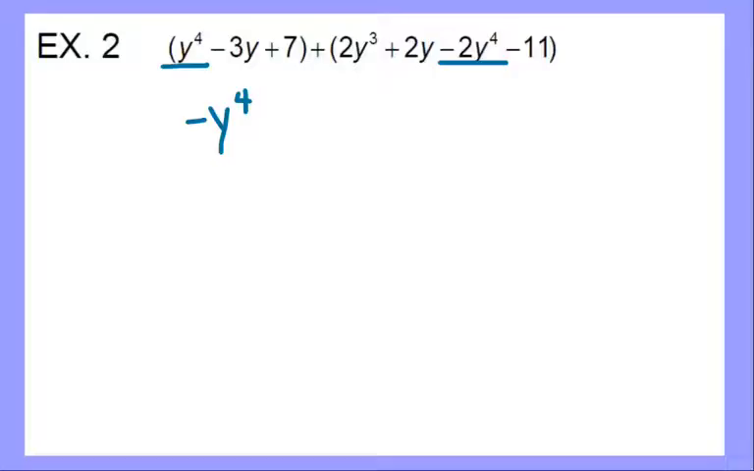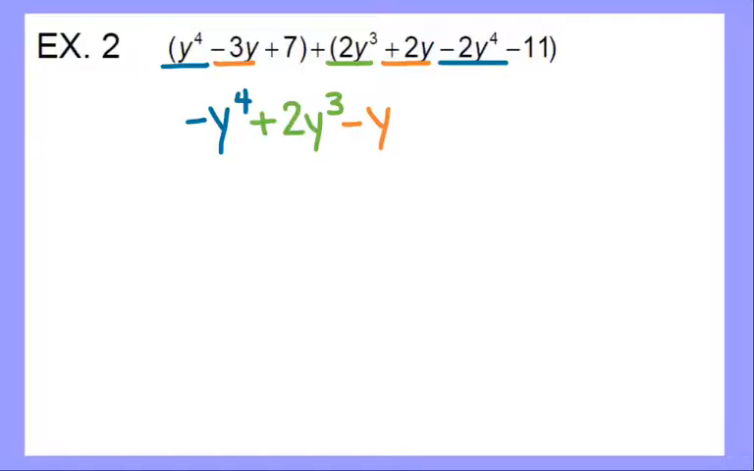Okay, next would be to the third power. So I have a 2y to the third power and no other third power. So I can just go ahead and write plus 2y to the third. The next exponent would be y to the second power. And there aren't any terms in these polynomials that have a second power, so I'll skip that. Next are the linear terms. So anything with y or y to the first power would be negative 3y plus 2y. Negative 3 plus 2 will be minus 1y.